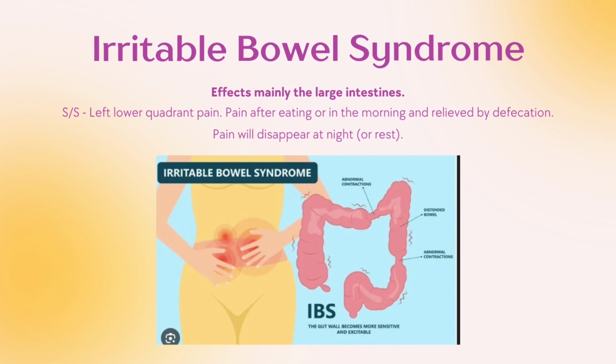Next, we have irritable bowel syndrome, IBS for short. It mainly affects the large intestines. Signs and symptoms include left lower quadrant pain, pain after eating or in the morning, but is relieved by defecation. Pain will disappear at night or during rest. Here I've included another picture just to keep up with the theme, but IBS will have abnormal contractions and bowels can get distended.